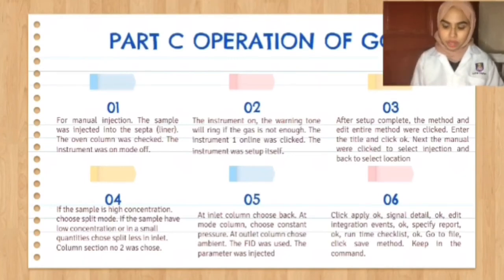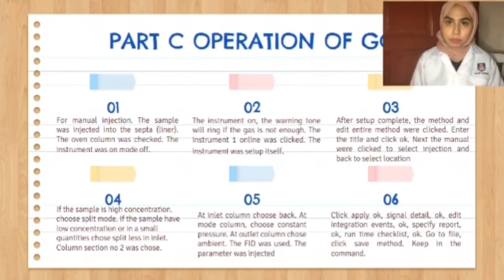Lastly, OK. Click apply OK, signal detail, and then go to OK, and then edit integration events, and then OK, specific report, and then we go to OK, and runtime checklist, and then OK. Then we need to go to the file, click method.